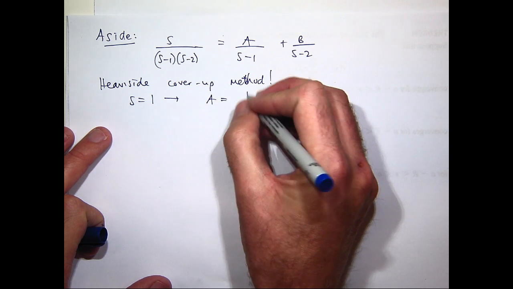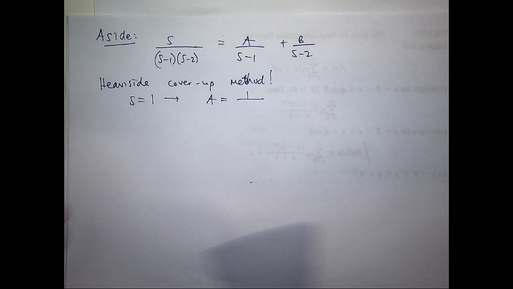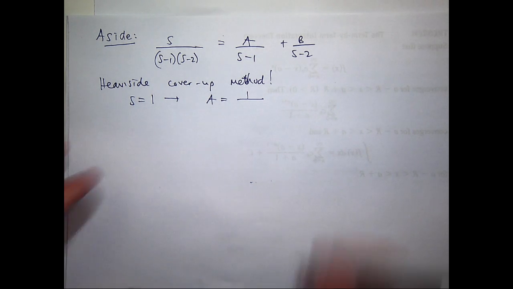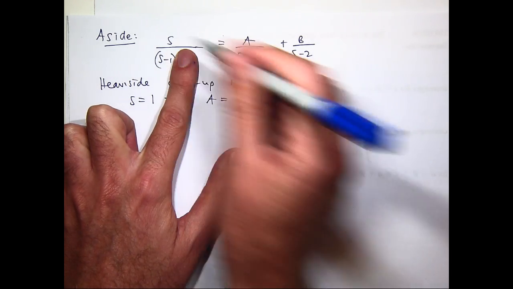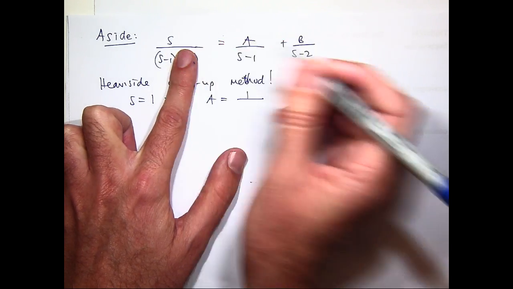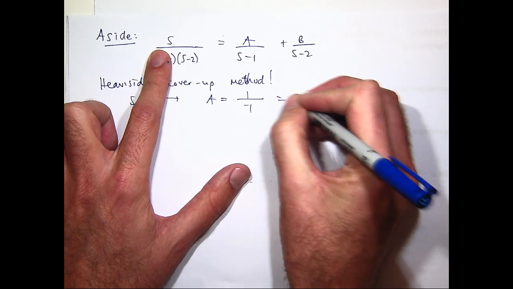If it's s plus 1, does that make a difference? No. It's still the same method. So if it was A on s plus 1, you would sub in s equals minus 1. Yep. So if I cover up, plug in s equals 1, I'll get 1 on 1 minus 2, which is minus 1.